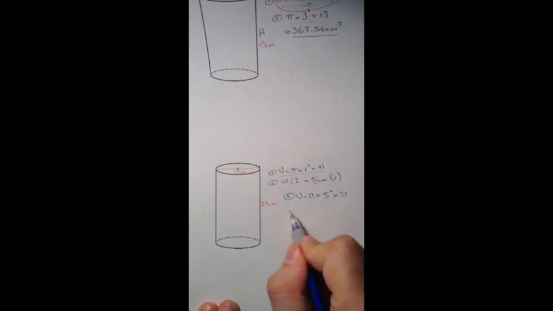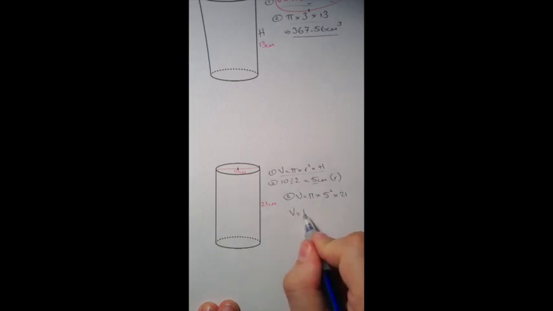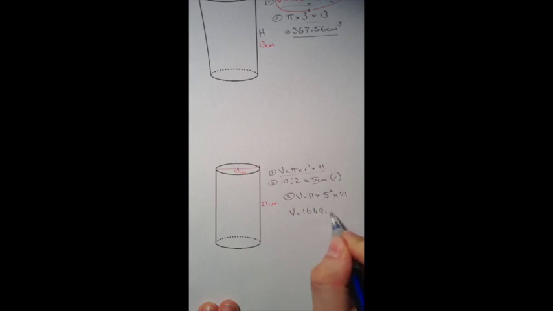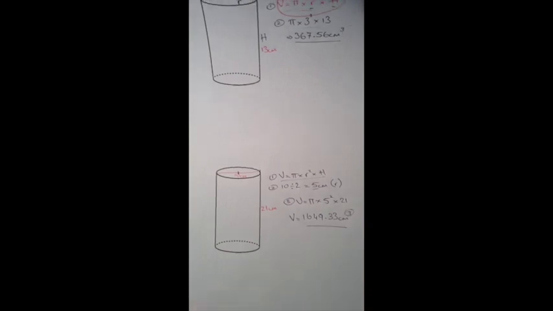so volume is going to equal 1,649.33 centimeters cubed. Very, very important. I know I'm repeating myself, but that cubed is very, very important.